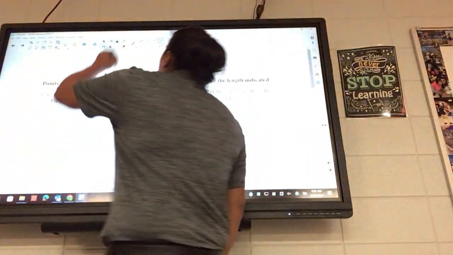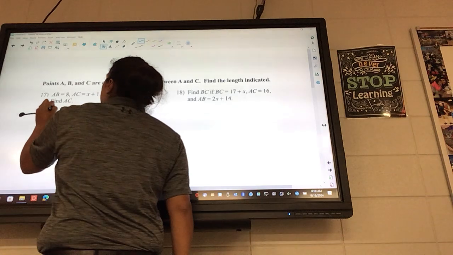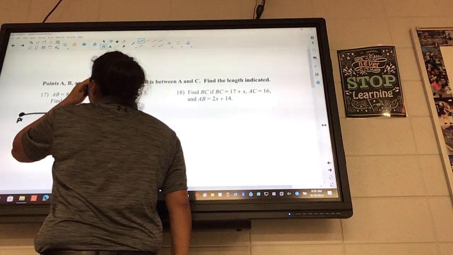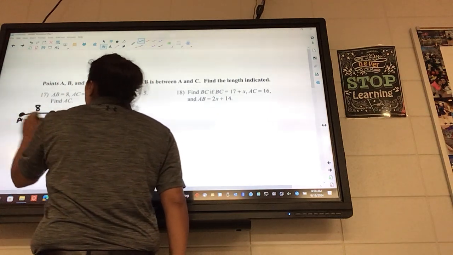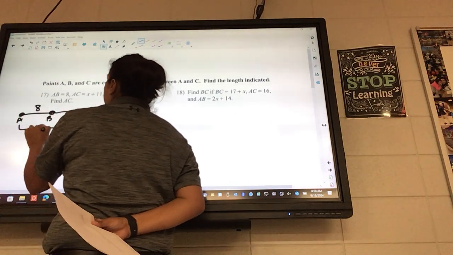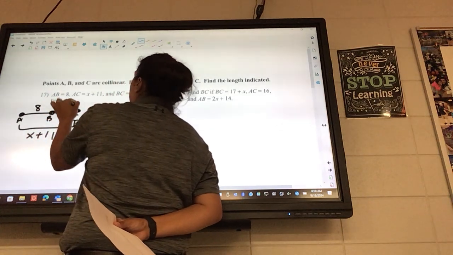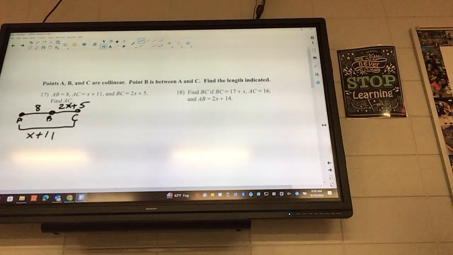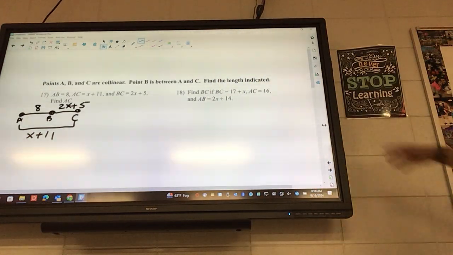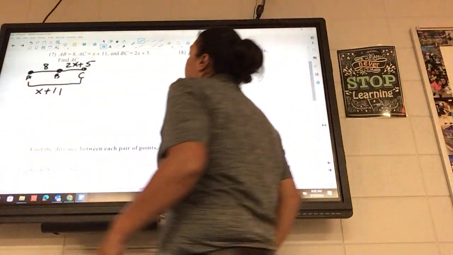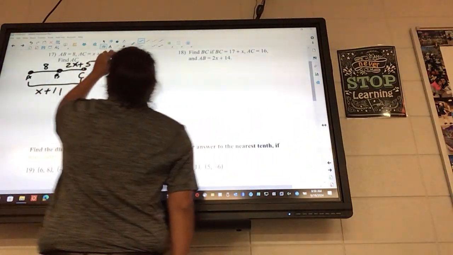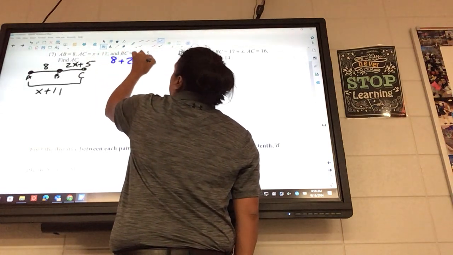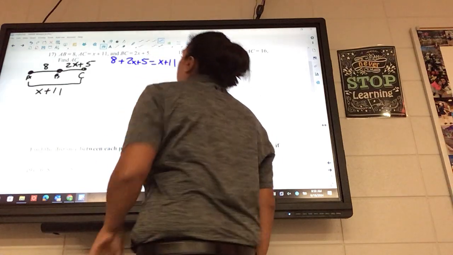Okay, 17 is gonna be the exact same. Okay, we're gonna say A, B, and C. So AB is 8, so it's gonna be here. AC is x plus 11, and BC is 2x plus 5. Okay, you're gonna add the two little ones together and set it equal to the big one on the bottom. Okay, so it's gonna look like 8 plus 2x plus 5 equals x plus 11.